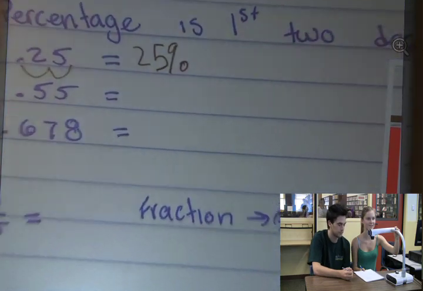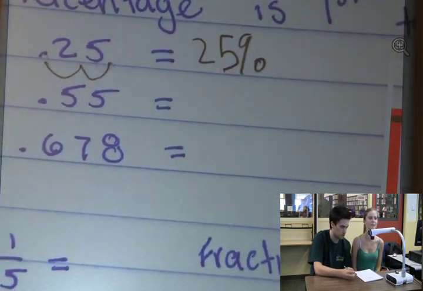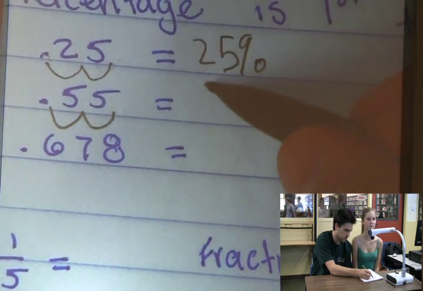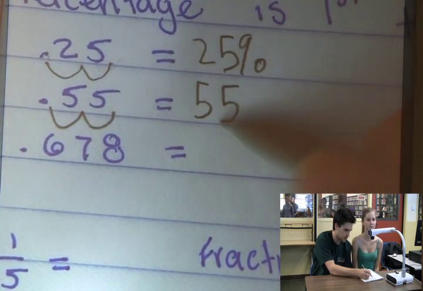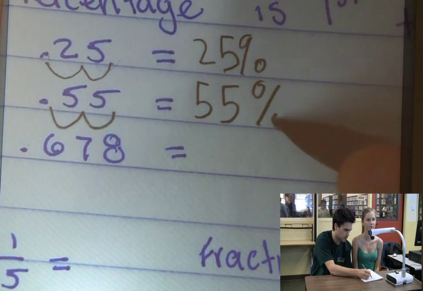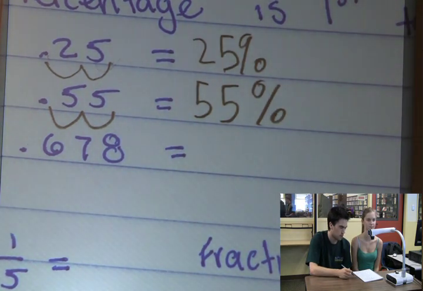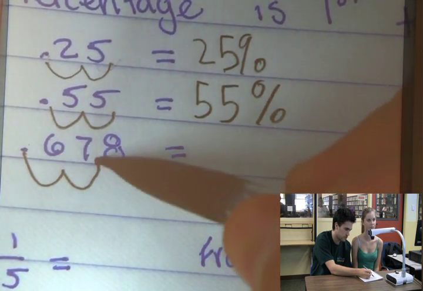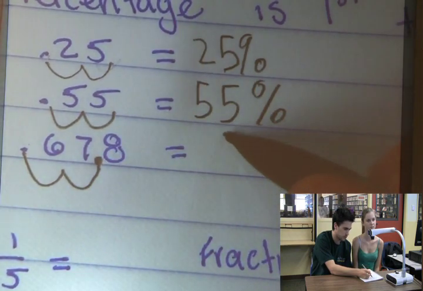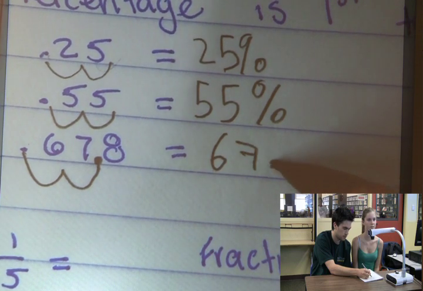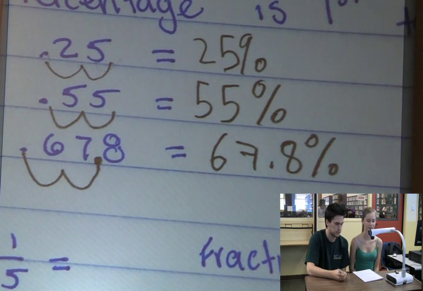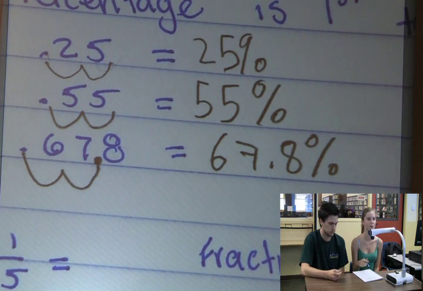Exactly. So what about the 0.55? Do the same thing, move it over twice to get 55%. And the last one? Move it over twice, and we get 67.8%. Exactly, because you don't move it over completely, you only move it over 2 to the right.